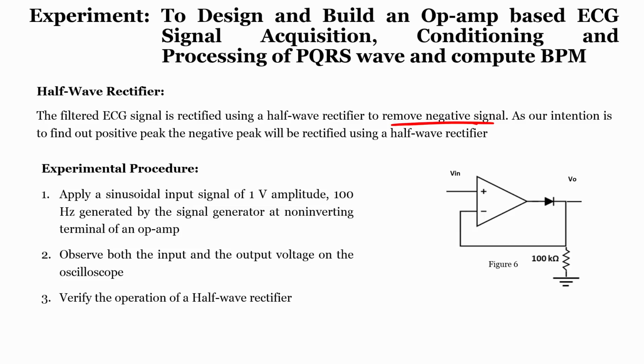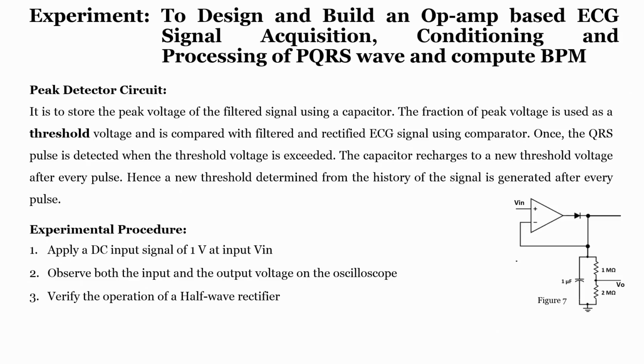To do that, the experimental procedure is to apply a sinusoidal input of 1 volt, 100 hertz, generated by a signal generator at the non-inverting terminal, and observe the input and output voltage and verify the operation of a half wave rectifier. Very simple circuit. Next circuit is to understand the peak detector.